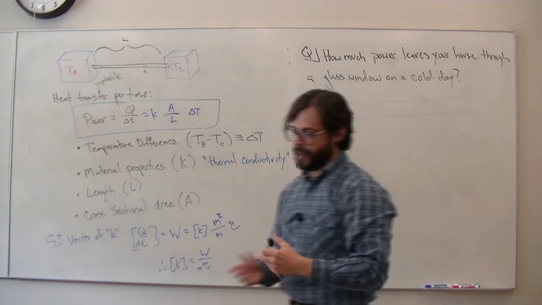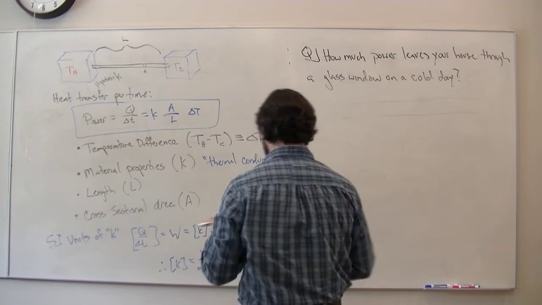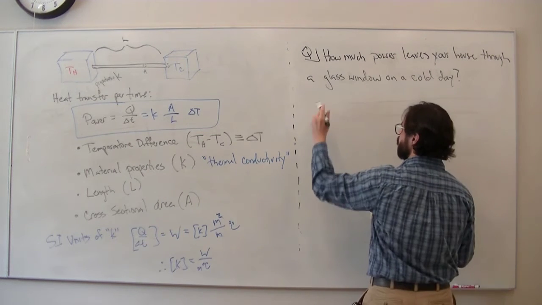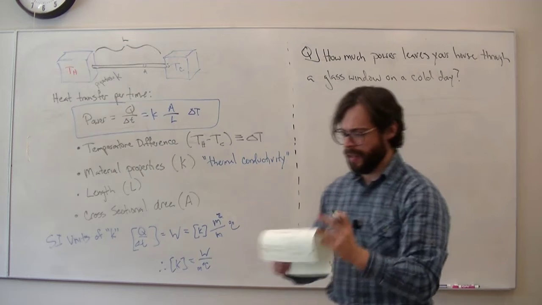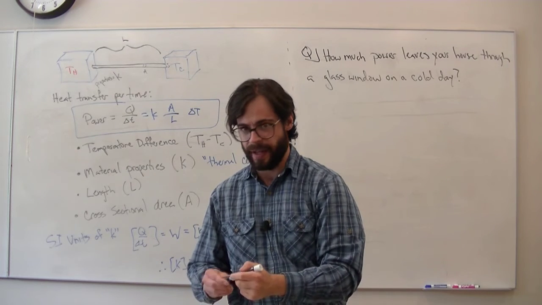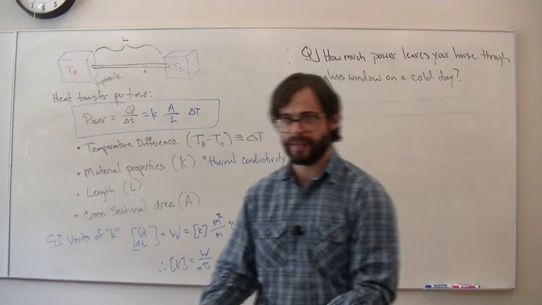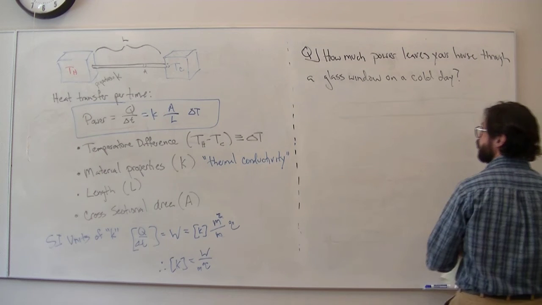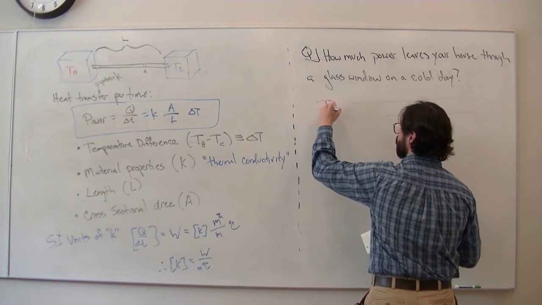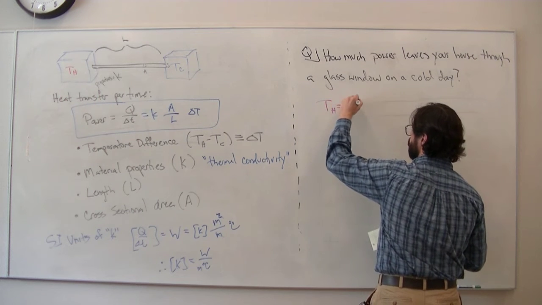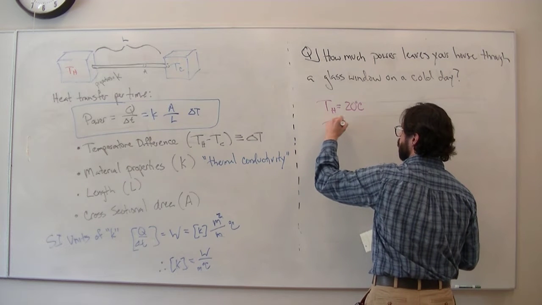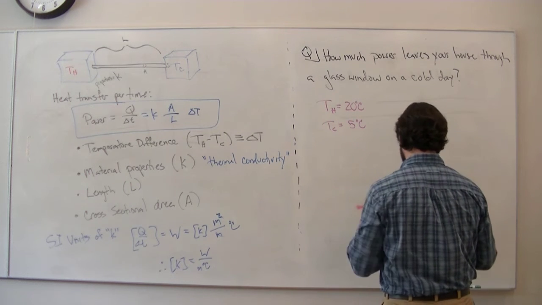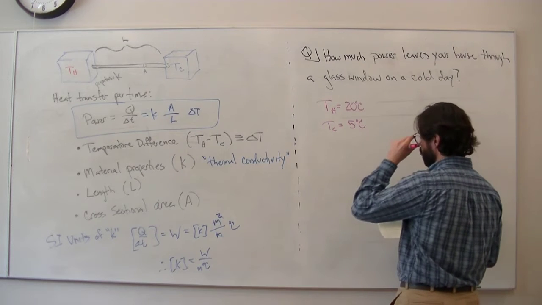And this is a bit open-ended, so we'll define what we mean by a cold day. Let's say you've got the interior of the house at room temperature and the exterior is like 5 degrees or something, so that's pretty cold. So we'll call T inside, or T hot, 20 degrees Celsius, and T cold, or T outside, 5 degrees Celsius. And then what I would have to do is look up the properties of the window itself.